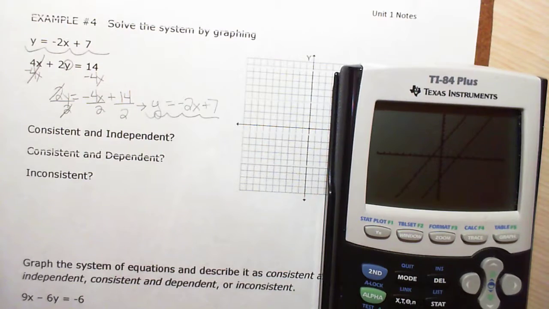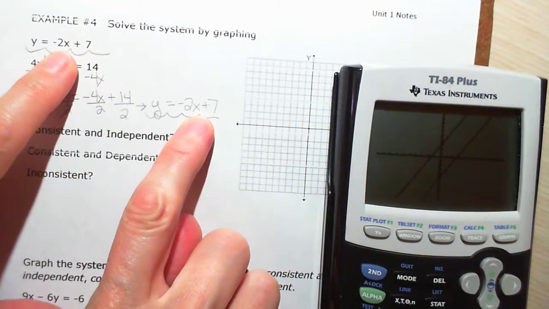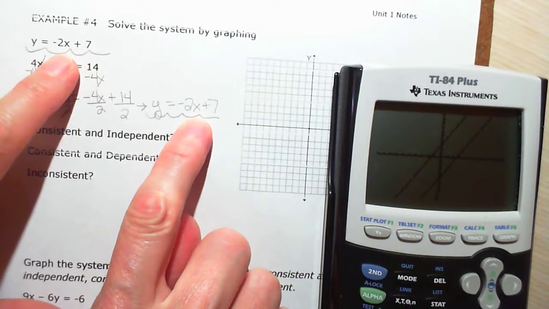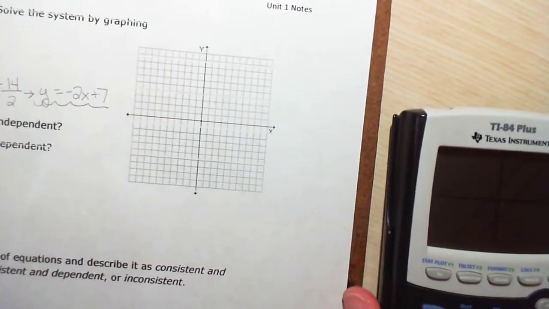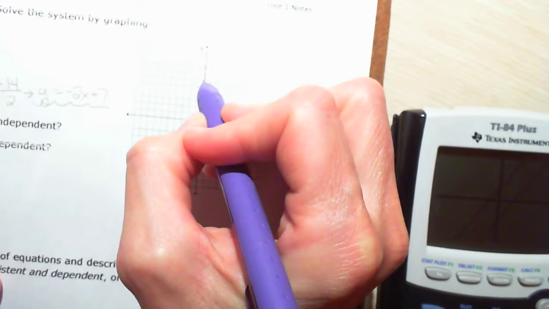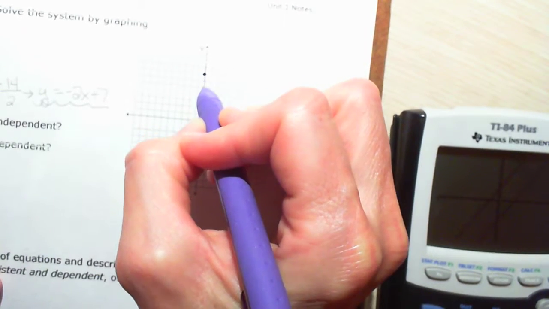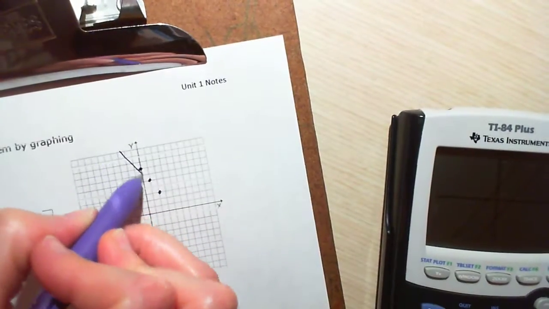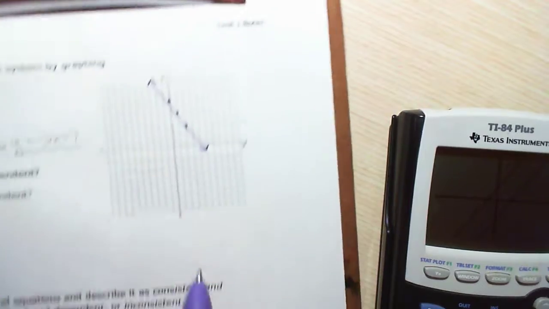Hopefully you're noticing the same thing I'm noticing right now. What happened when I rewrote those? They're the exact same line. So let's graph that. Y-intercept of 7. 1, 2, 3, 4, 5, 6, 7. Slope of negative 2. Down 2 over 1. Down 2 over 1. So there's my line.